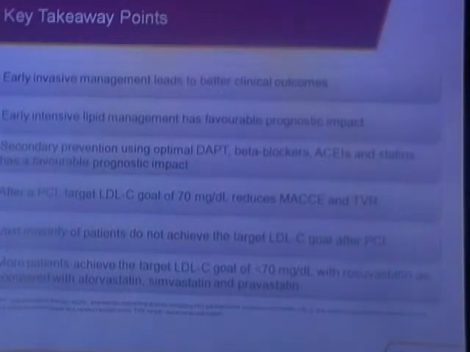So the key takeaway points would be early invasive management leads to better outcomes. Intensive lipid management has a favorable prognostic impact. Secondary prevention using dual antiplatelet drugs, beta blockers, ACE inhibitors and statins is important. These 4 drugs have to be there in all patients: dual antiplatelet, beta blockers, ACE inhibitors and statins. Not prescribing these 4, without contraindications, is not in favor of the patient. These 4 have to be there in all patients who have had ACS.